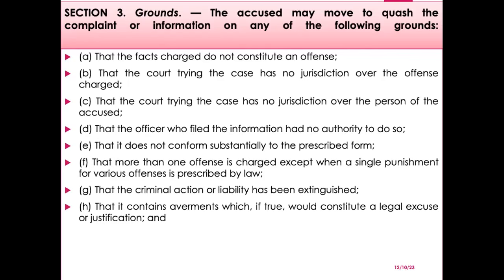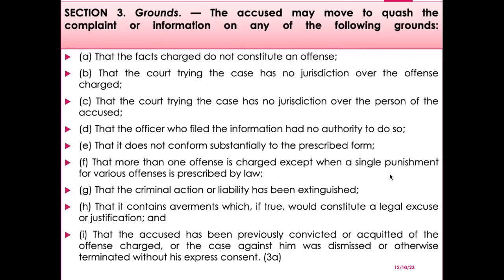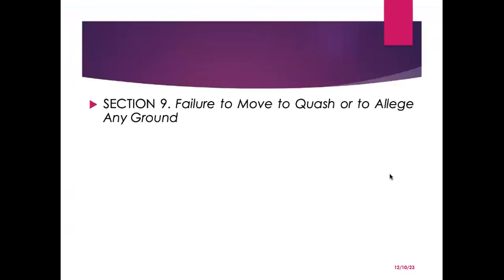And then if it contains averments which, if true, would constitute a legal excuse or justification, and then the accused has been previously convicted or acquitted of the offense charged, or the case against him was dismissed or otherwise terminated without his express consent. So that's when double jeopardy attaches. Let us read this together with Section 9.